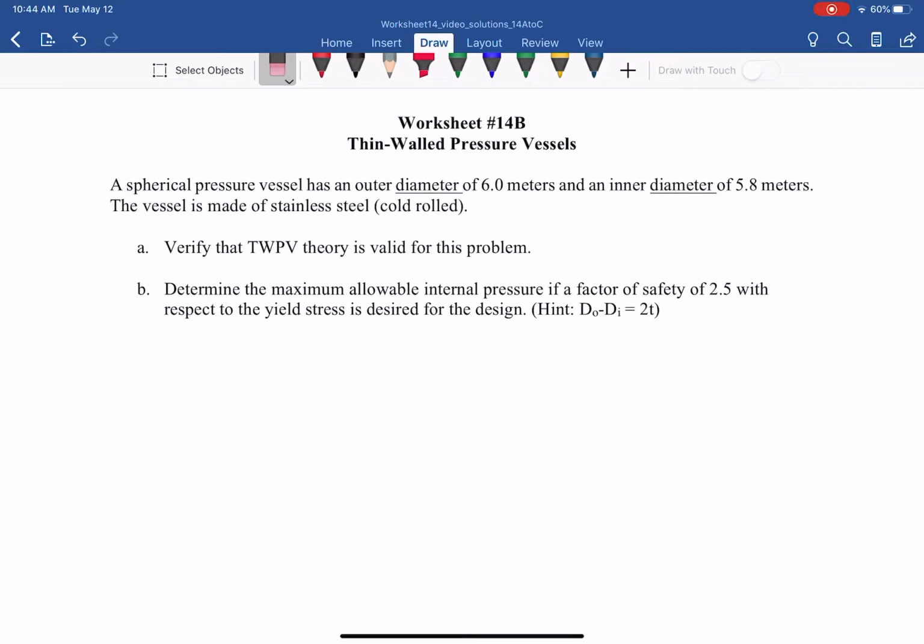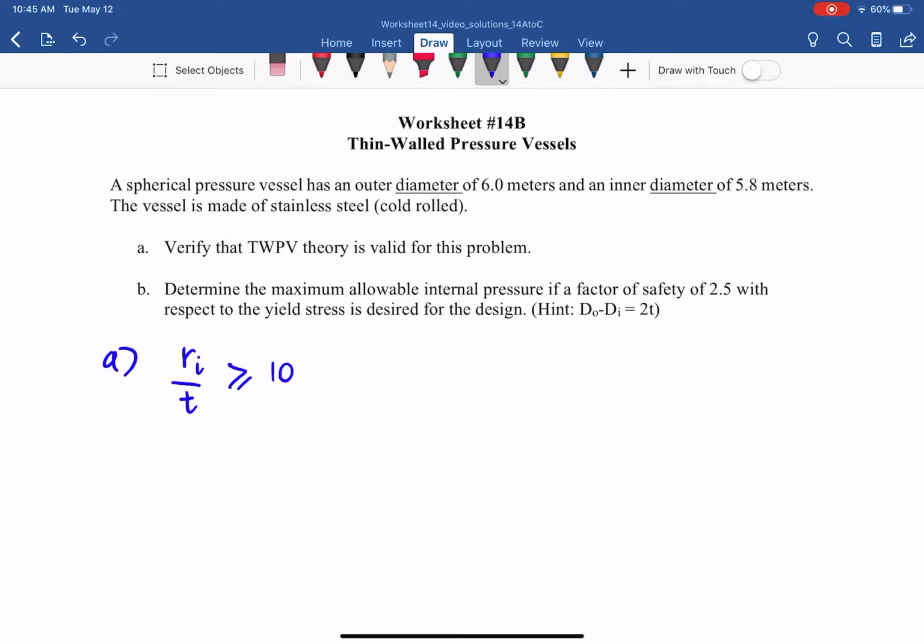So the first part is A. We want to verify if the thin-walled theory is valid. If you recall, to be considered thin, the inner radius over t, which is the thickness, that ratio has to be greater than or equal to 10, which means that the wall thickness is very small compared to the radius of the sphere or of any tank to consider it thin.